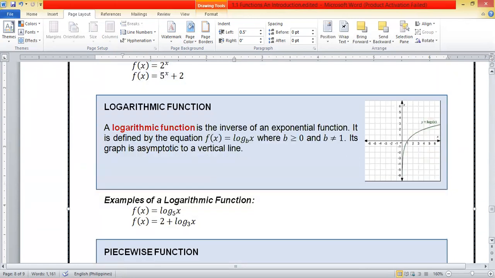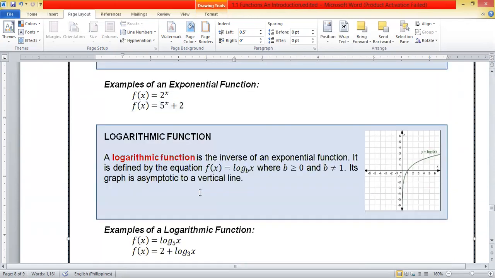The next one is a logarithmic function. It is the inverse of the exponential function. It is defined by the equation f of x equals log b of x, where b is greater than 0 and b is not equal to 1. Its graph is asymptotic to a vertical line.